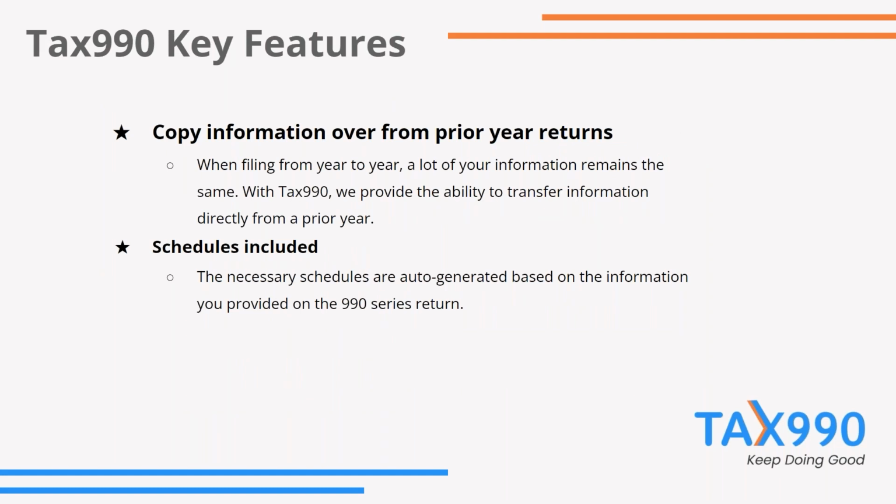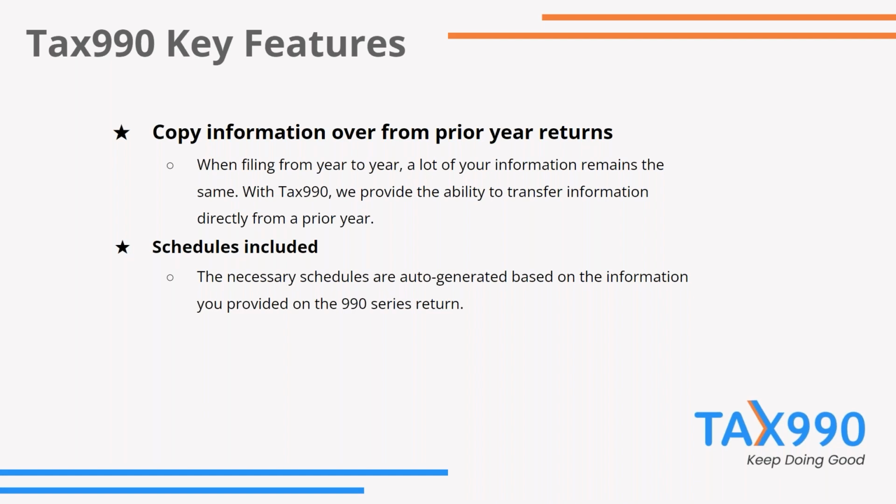When filing from year to year, a lot of your information remains the same, so we provide the ability to transfer information directly from a prior year. And when filing consecutive years on the 990 forms, the organization information, the public charity status, books in the care of details, list of officers, prior year revenue and expenses, all of those things can be transferred to the current year return from a prior year.